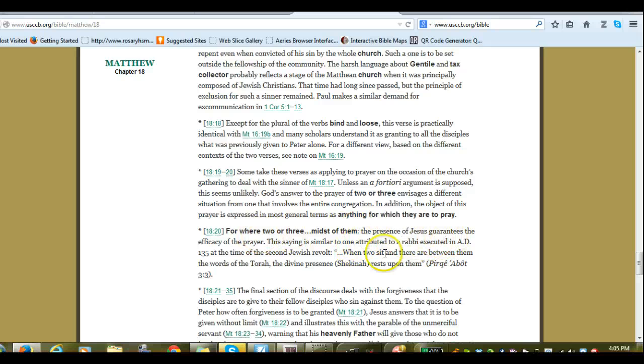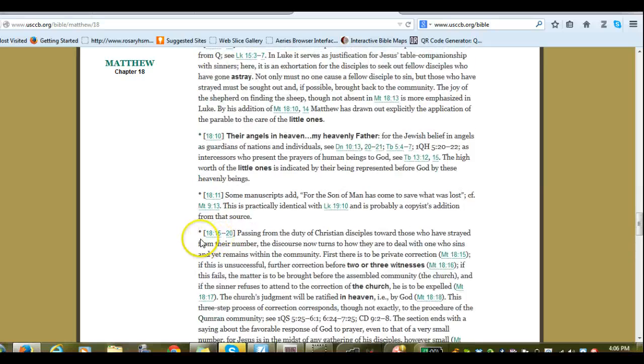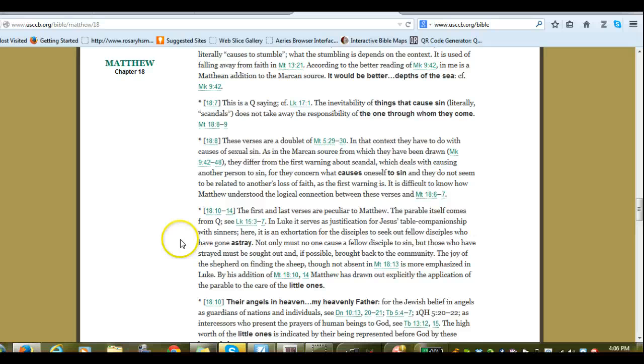The presence of Jesus guarantees the efficacy of the prayer. That means the strength of the prayer, that if Jesus is there, then the prayer is to Jesus, and it is a prayer that Jesus is listening to. This saying is similar to the one attributed to a rabbi in AD 135 during the Second Jewish Revolt. When 2 sit, and there are between them the words of the Torah, the divine presence rests upon them. And in this case, the divine presence in the Torah would be God. So you see, it really helps you to use the footnotes. So now you know exactly how to look things up in the Bible. Good job.